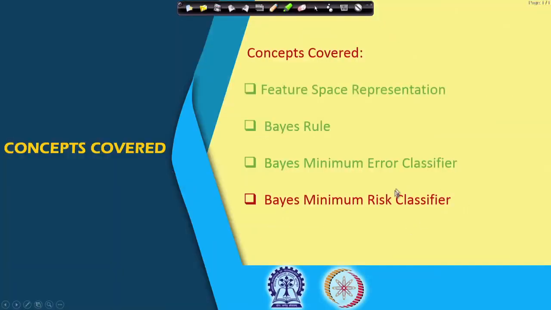So, in the previous class, we talked about this feature space representation, then the Bayes rule, and then the Bayes minimum error classifier. Today we will further analyze the remaining part of the Bayes minimum error classifier, then we will go to what is known as the Bayes minimum risk classifier, and I will also discuss whether there is any relation between the Bayes minimum error classifier and the Bayes minimum risk classifier. We will try to see that.